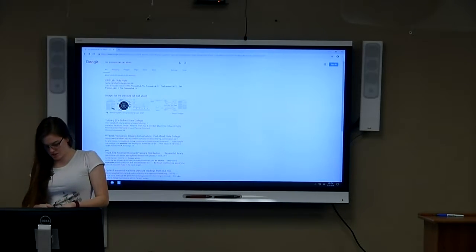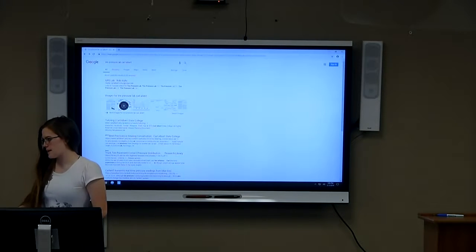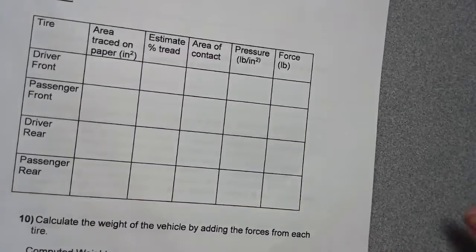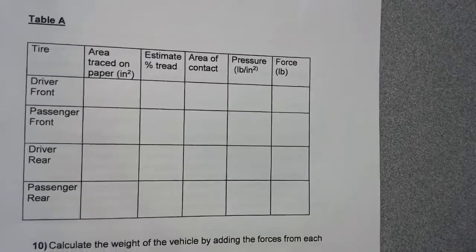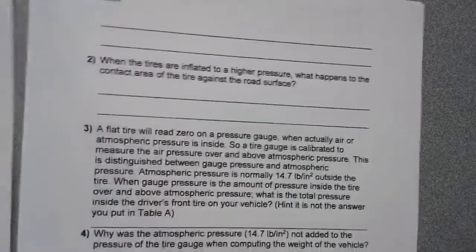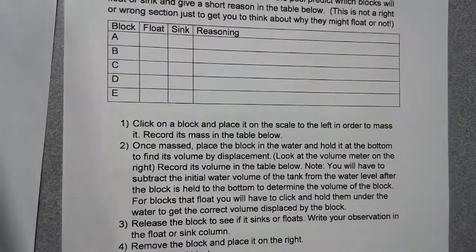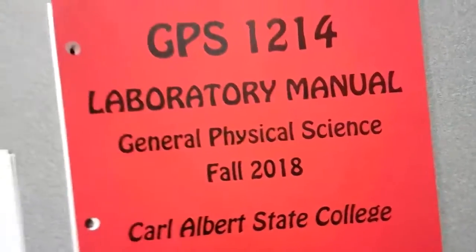If you look at your lab papers, they show you all kinds of neat stuff. There's a little table for you to write your stuff in, the calculated weight, computed weight, and that kind of thing. It asks you some questions you have to answer, but after that, you're done with the tire pressure part.